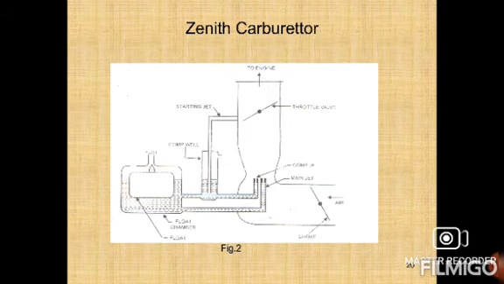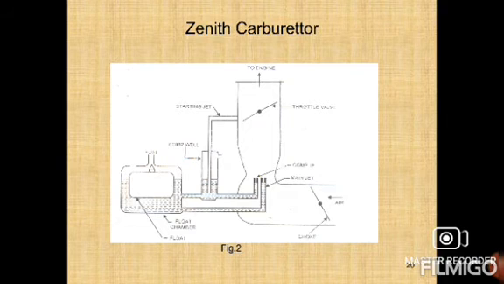During starting and idle or slow running, the throttle opening is small and a high vacuum is created near the throttle valve towards the engine side. This provides the required pressure difference to cause the flow of fuel from the compensating well through the starting jet. A sufficient quantity of fuel is supplied through the starting jet to produce the rich mixture required to start the engine.